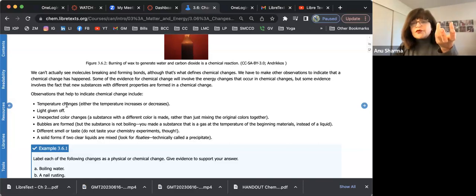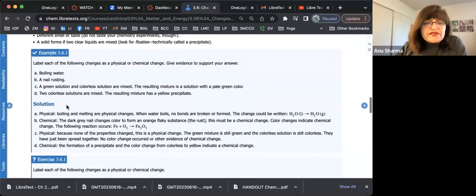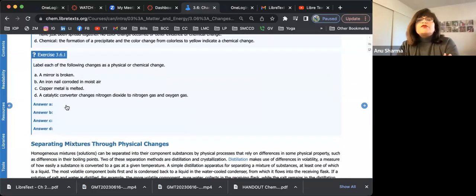So sometimes it floats, sometimes it sinks, so that's a chemical change. Okay, so here we see in this exercise 3.6.1, label each of the following changes as a physical or a chemical change. So a mirror is broken.